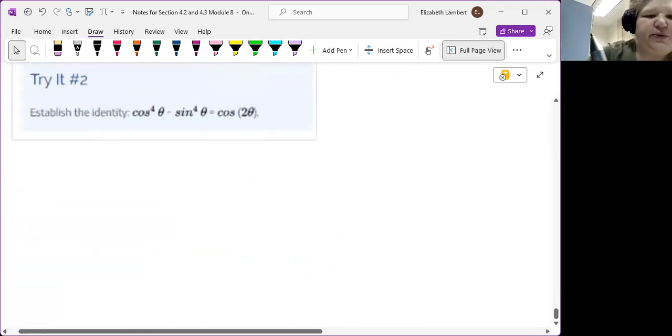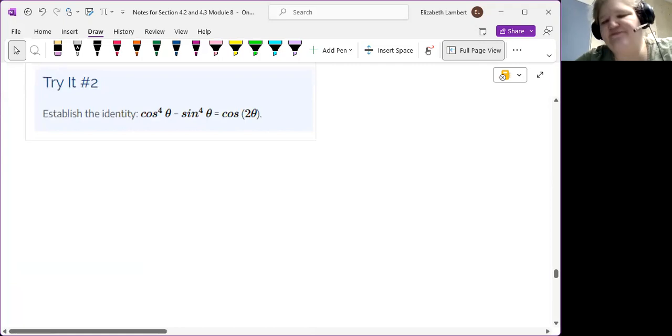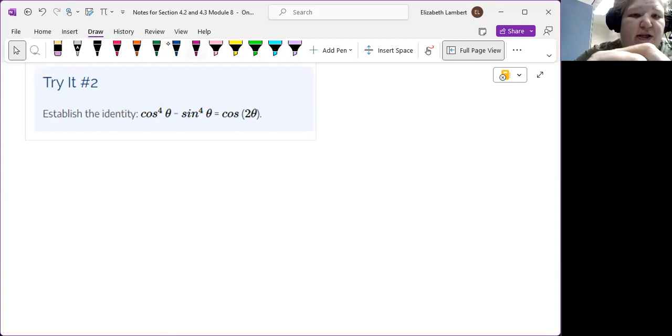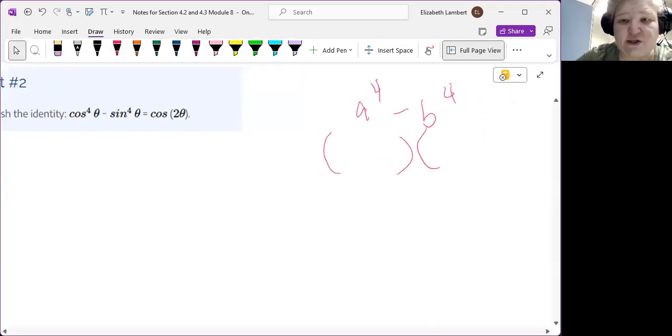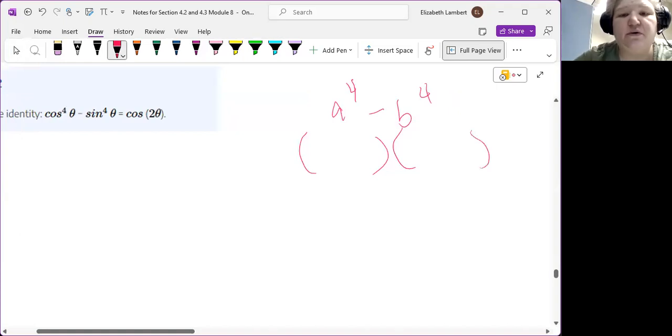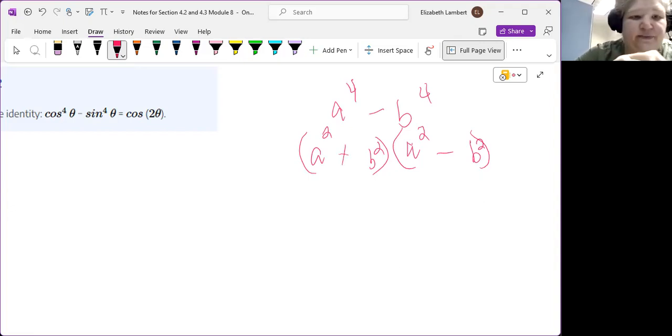All right, number 2 here is asking us to establish the identity. So we have cosine to the 4th minus sine to the 4th. So let me put a little side bubble over here. If I have a to the 4th minus b to the 4th, this can be factored as a difference of squares. So a squared and a squared, b squared and b squared. One gets a plus, one gets a minus. So that's how we can factor a difference of 4th powers.